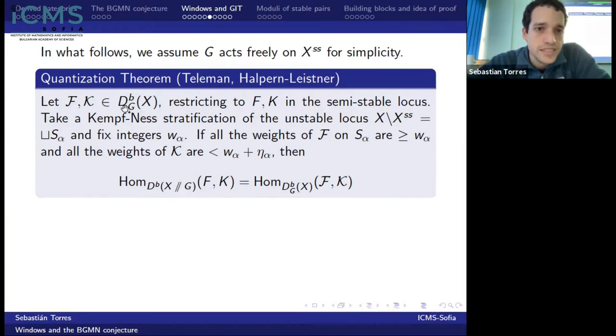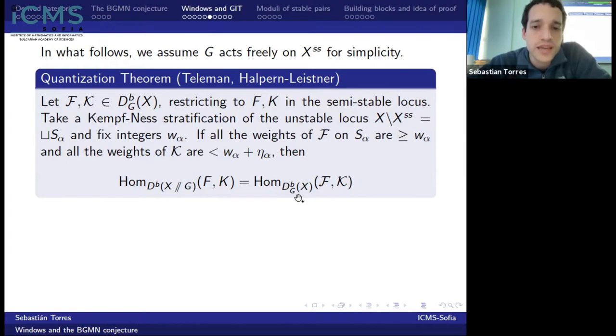By this D^b_G(X), I mean the G-equivariant derived category, meaning I not only want sheaves or coherent sheaves or chain complexes of coherent sheaves on X, but also I want to put an action on each of them. So those are G-equivariant chain complexes. And let's say that they restrict to the semi-stable locus to some F and K. You want to compute morphisms between F and K on the GIT quotient, and you want to compare that to the morphisms of F and K on the entire thing.